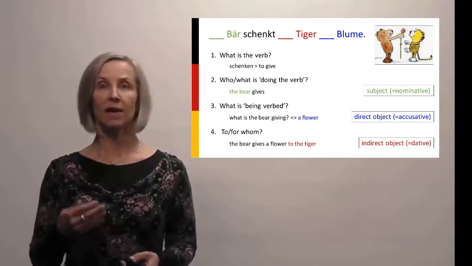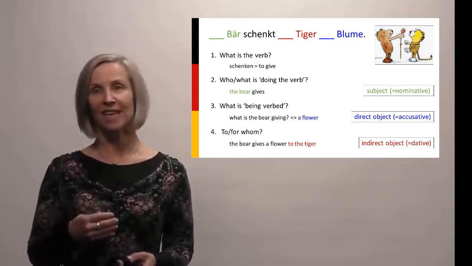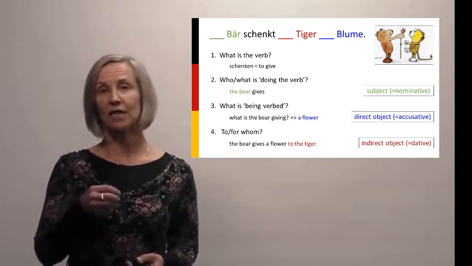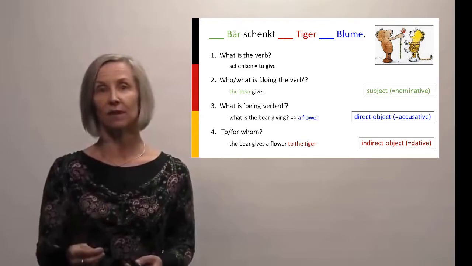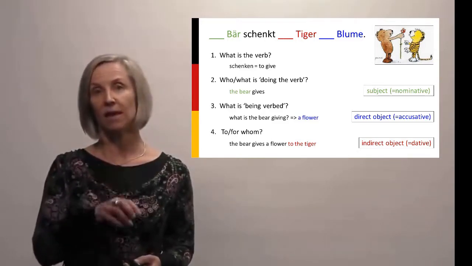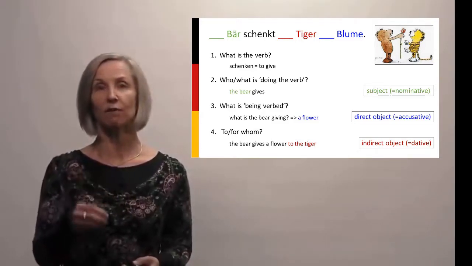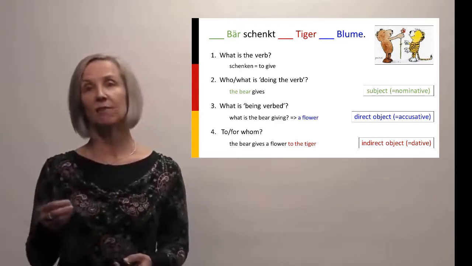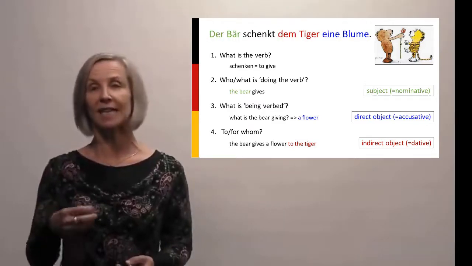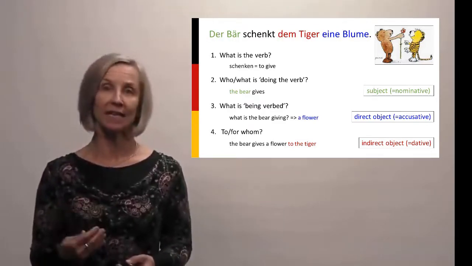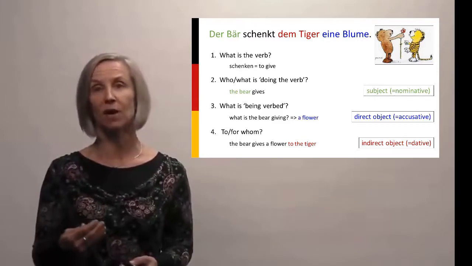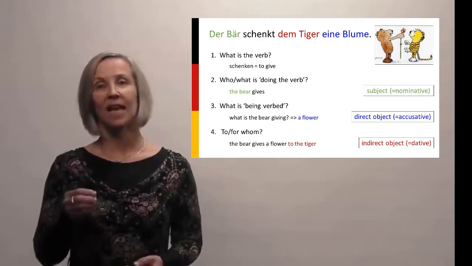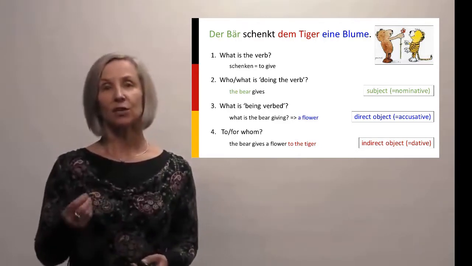The bear is giving a flower. And we can see that in a picture. The bear is giving a flower, so that is our direct object, directly receiving that action of giving. Okay, the bear is performing the action of giving directly on a flower. That means the flower is the direct object. The flower must be in the accusative case. It is a flower, so we want the indefinite article for the feminine noun Blume in the accusative case, which is eine. Our fourth question now, which is the new question.